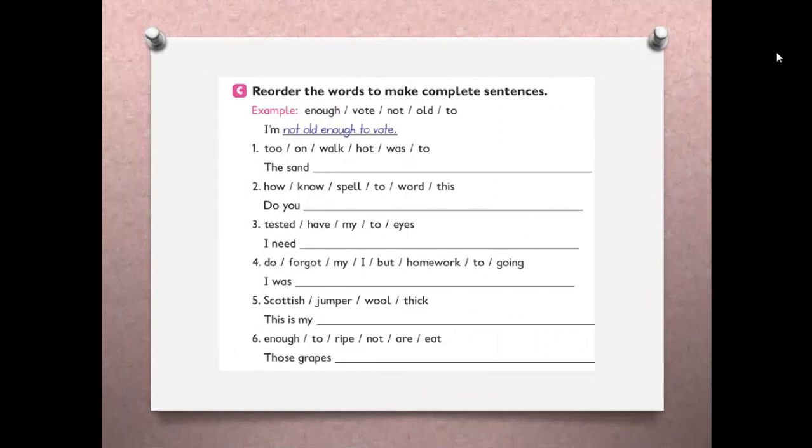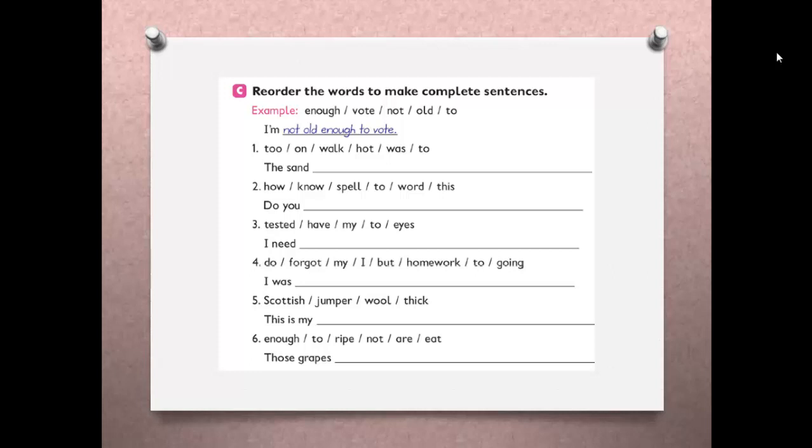Now let's do practice number C. Reorder the words to make complete sentences. We have here an example. Enough, that, not, old, and to. We have to put these words in the correct order to make a full sentence. I am not old enough to vote.